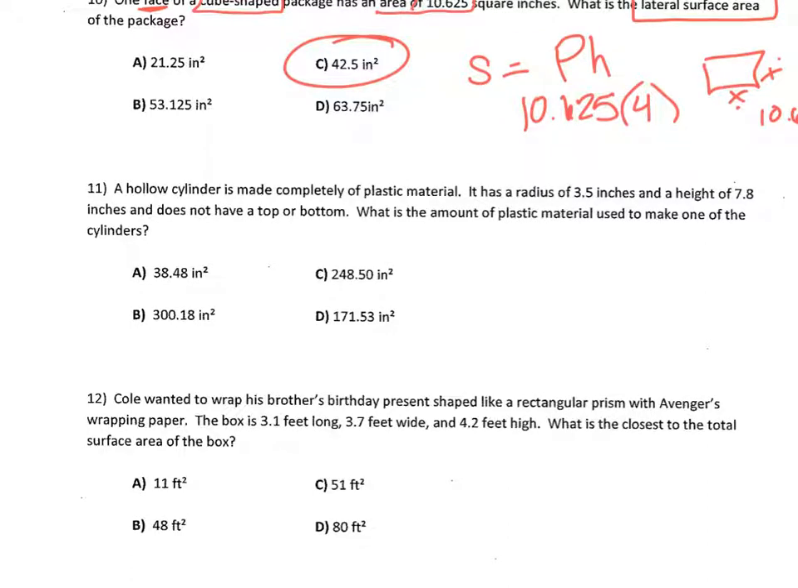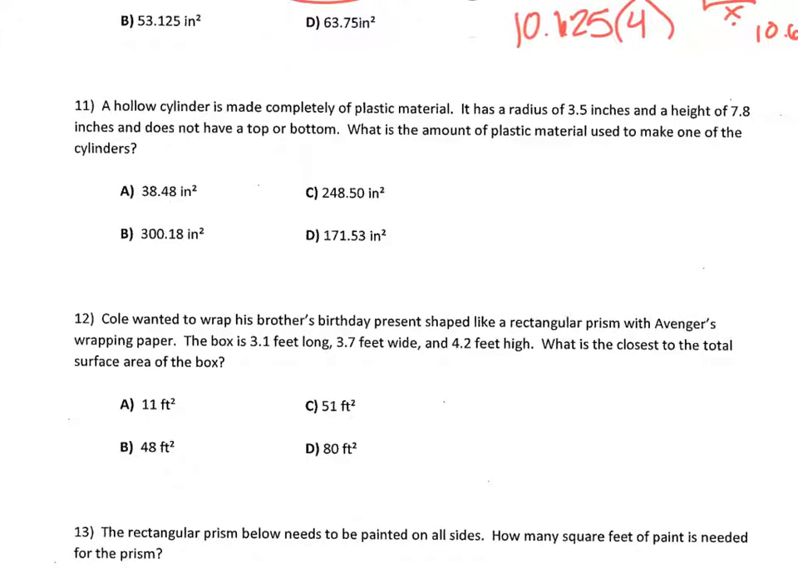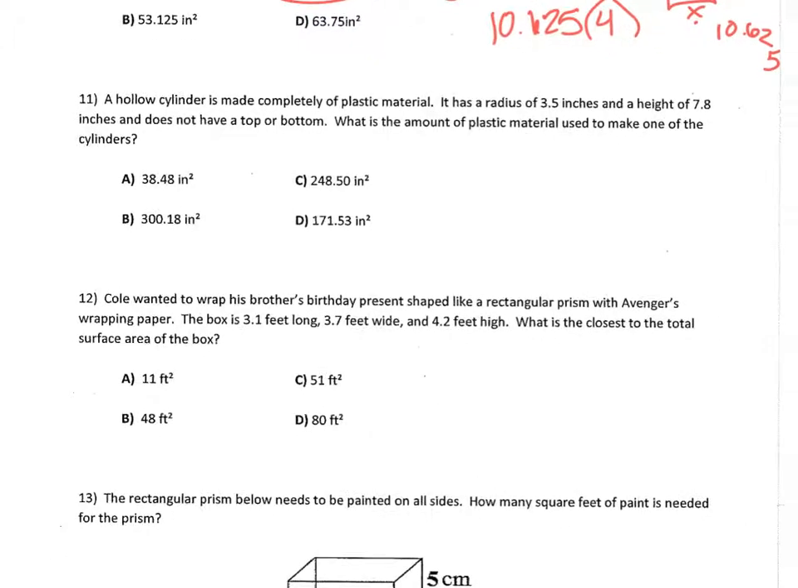Number 11. A hollow cylinder is made completely of plastic material. It has a radius of 3.5 inches and a height of 7.8 inches. Does not have a top or a bottom. So that tells us that's lateral. What is the amount of plastic material used to make one of the cylinders?